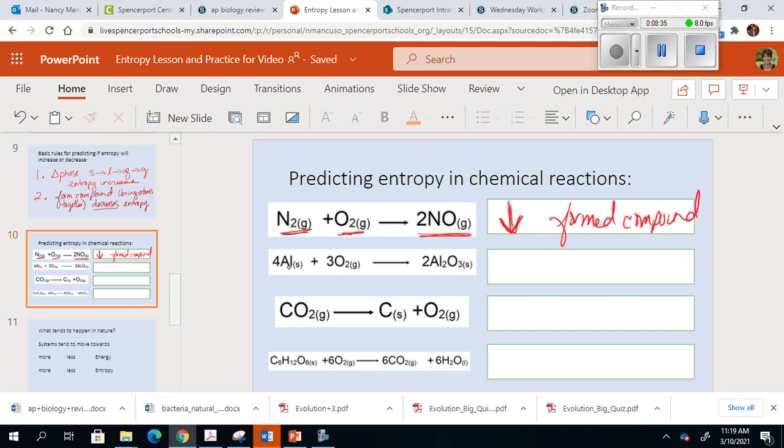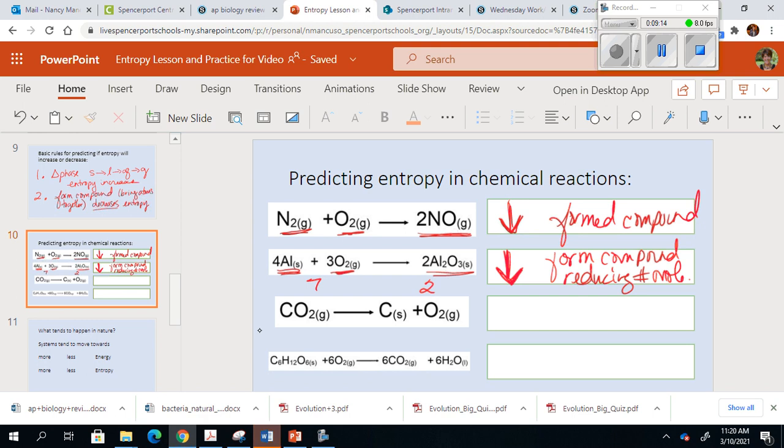The next one, I have 4 of these and 3 of these coming together to make 2. So even just looking at the numbers alone, starting off with 7 different reactants and I'm making 2. That is definitely more orderly. So I am decreasing my entropy because I am doing 2 things. I am forming a compound and I am reducing the number of molecules.